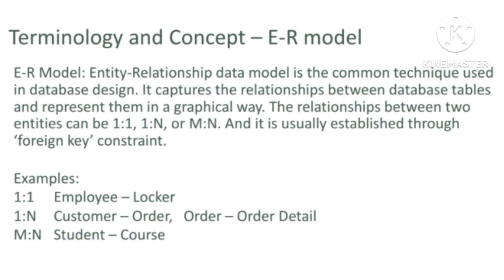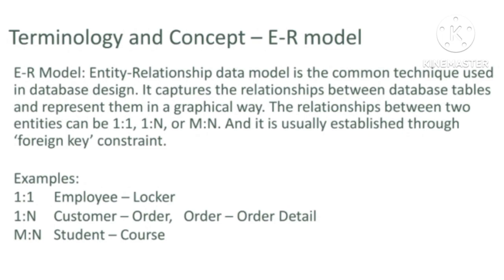It is usually established through a foreign key constraint. Examples are 1:1 employee and locker, 1:n customer and order detail, and m:n student and course, because there can be a lot of courses for one student, and there can be a lot of courses for a lot of students, which means many to many.